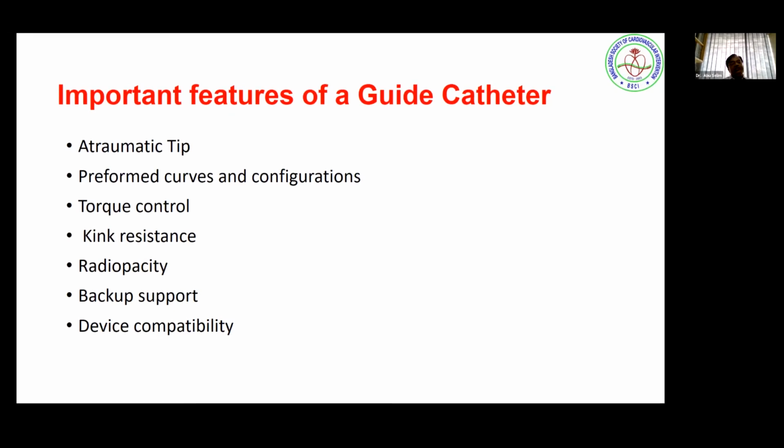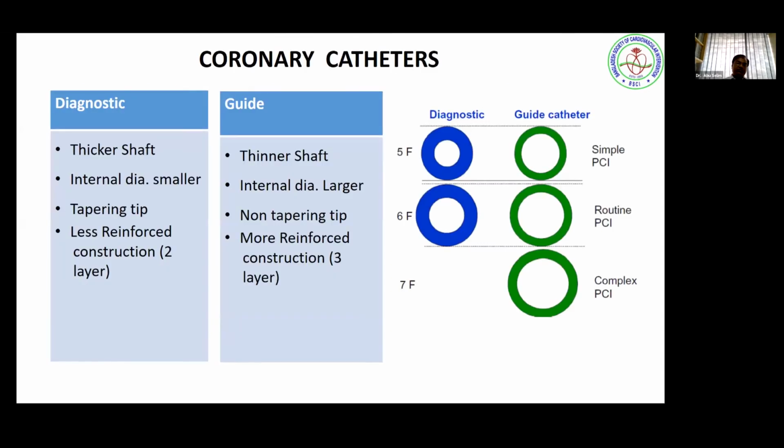But these features are addressed by the recent modern manufacturers. They are all taking care of these properties. We only have to concentrate on which catheter gives you good support and which catheter can make a good alignment with the ostium of the vessel. That is the most important and crucial thing.